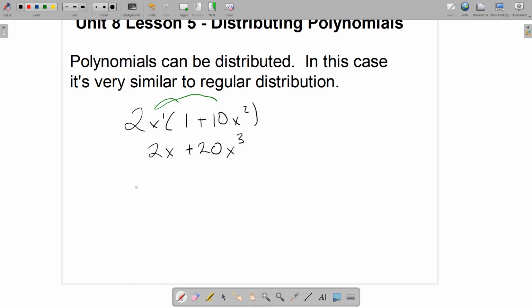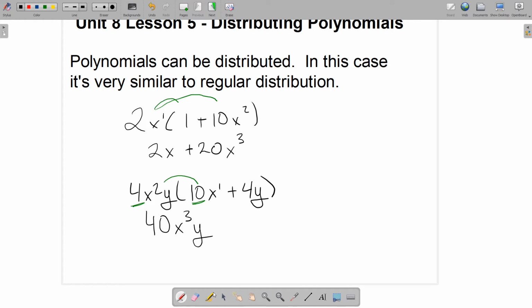So a little more complicated than this would be if I had something like, say, 4x squared y times, in parentheses, 10x plus 4y. So again, you can multiply anything by anything else. It's only the adding and subtraction that's limited. So if I multiply the 4x squared y times 10x, first I'm going to do number times number. So 4 times 10 is going to make 40. Then I'm going to do x squared times plain x, which is x to the first, and that becomes x to the third, and then the y just comes along.